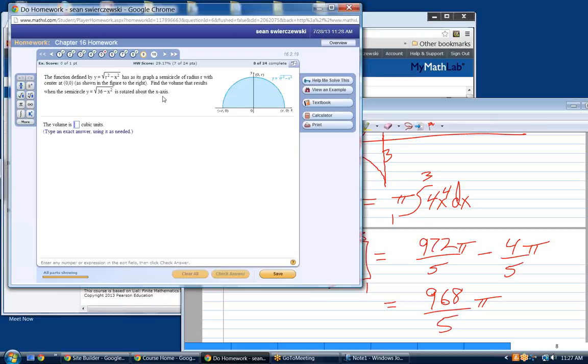And we're still going to rotate this about the x-axis. Notice what this function is. That is the equation of a circle. If you square both sides, you get x squared plus y squared equals r squared. And that's the positive side of it, the part above the x-axis.